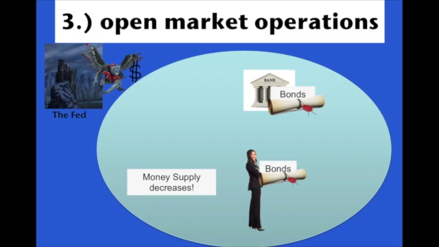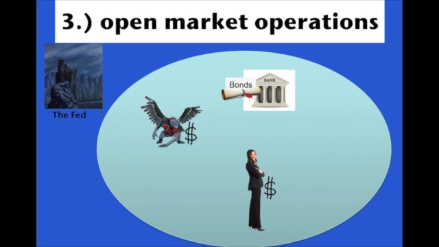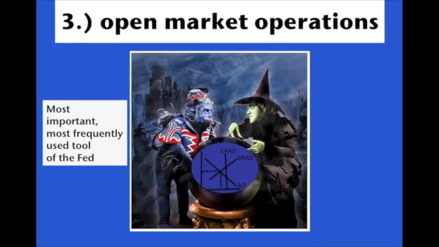decreased. If the monkey sells the bond instead to the bank, the bank will have less loanable funds, and then it will decrease its lending, and once it decreases its lending, the money supply will also decrease. This sending out of the monkeys to either buy bonds or sell bonds is called open market operations, and it is the most important, most frequently used tool of the central banks.